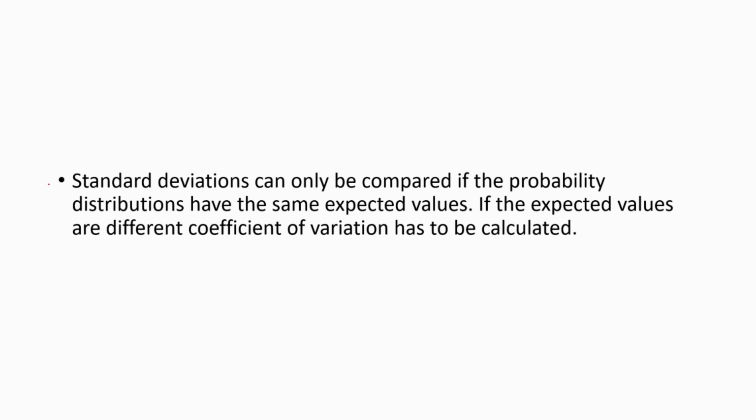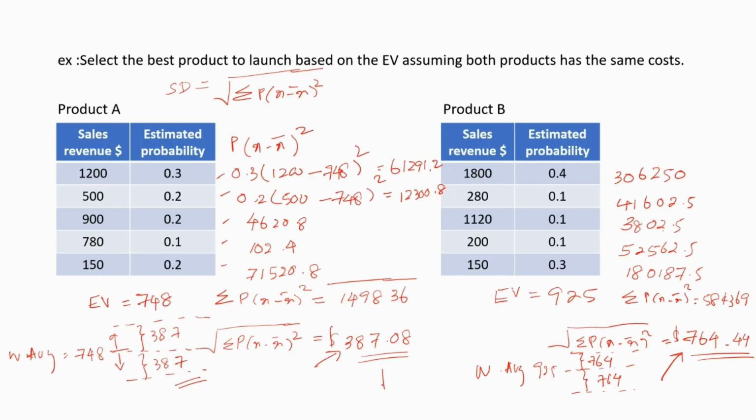And this is very important. Standard deviations can only be compared if the probability distributions have the same expected values. If the expected values are different, the coefficient of variation has to be calculated, which means we cannot compare this 387 and 764 because these two products have different expected values, 748 and 925. We cannot compare the standard deviations for different expected values.